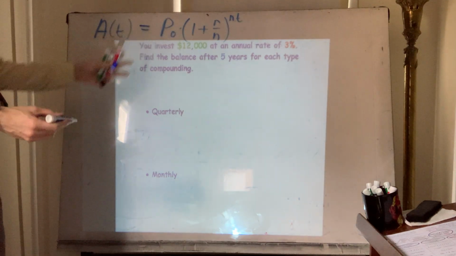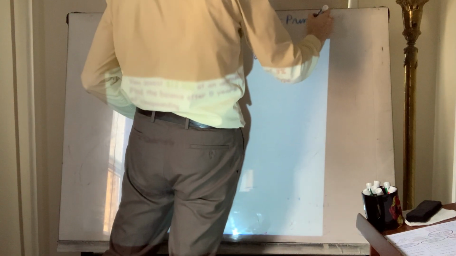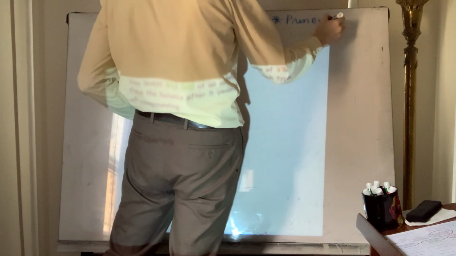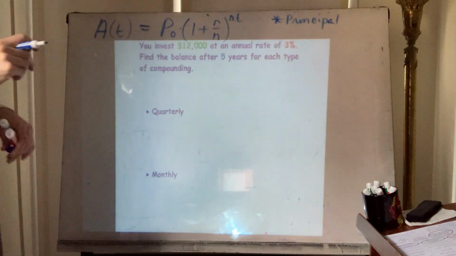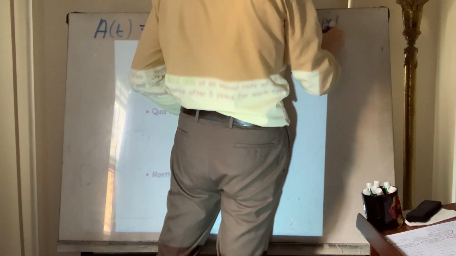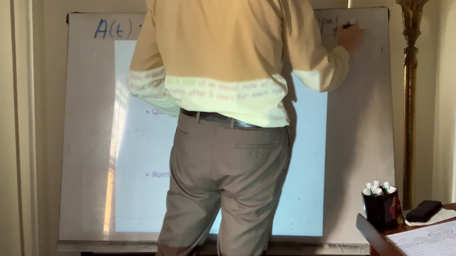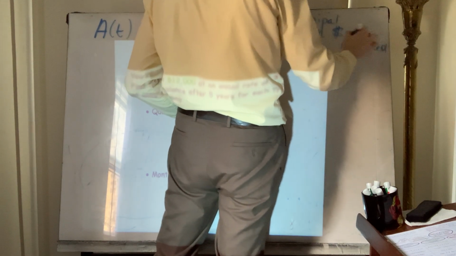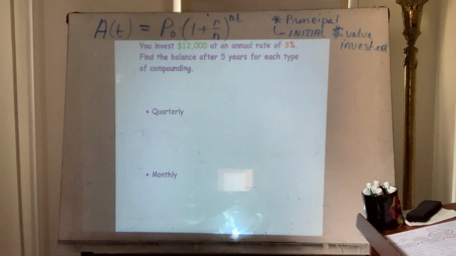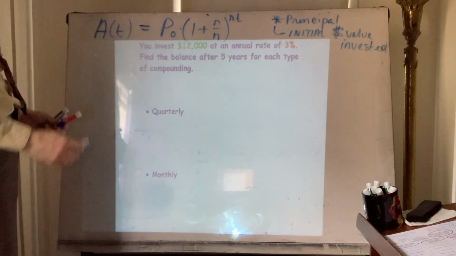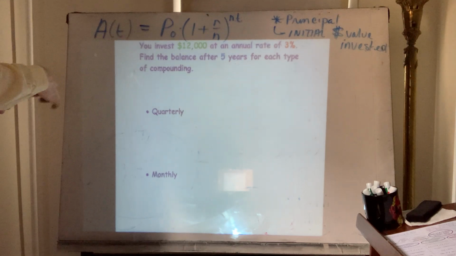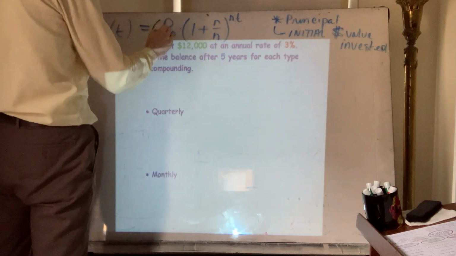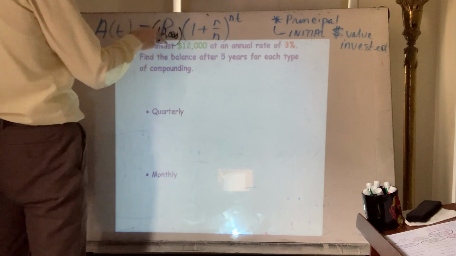Why use the letter P? P stands for principal. It's the initial amount, the initial dollar value of something invested or borrowed. Now in this case it's $12,000, which means that you're definitely going to put 12 grand in here in place of P naught.